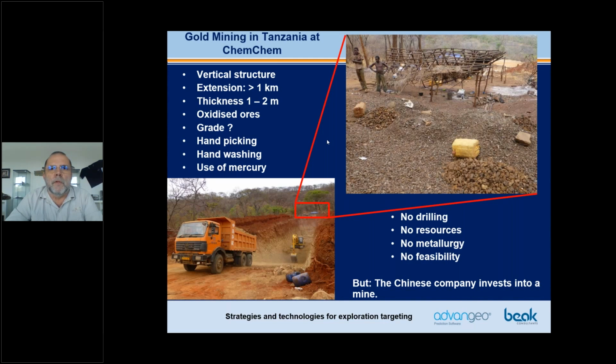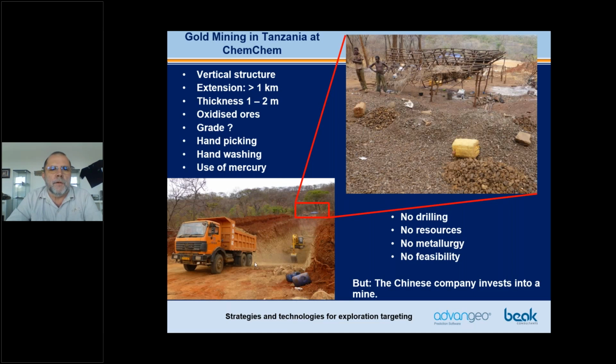Here another example of a target. This is the Chem mine in Tanzania. It's a Lupa goldfield. It's a vertical vein-like structure with an extension of more than 1 kilometer, a thickness of 1 to 2 meters, the surface completely oxidized. The grade is not clear, but it is probably high, more than 10 or 20 grams per ton. It is mined by the local people by hand picking, hand washing, and use of mercury.